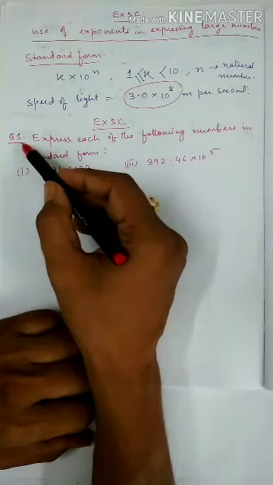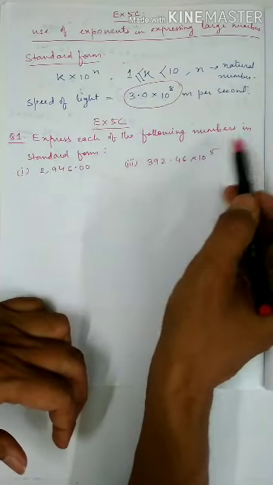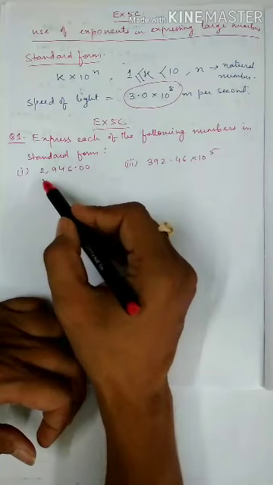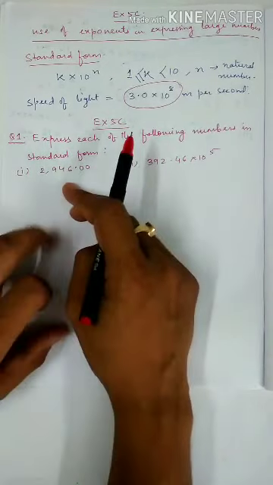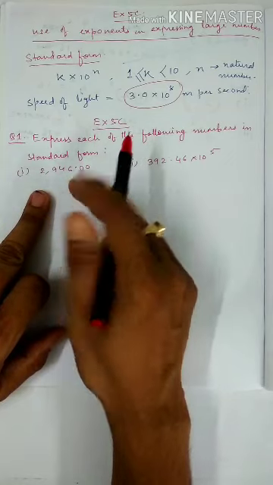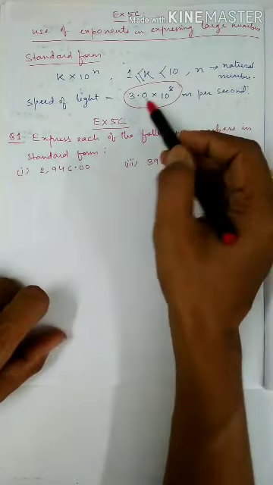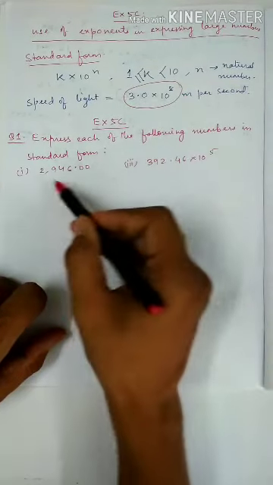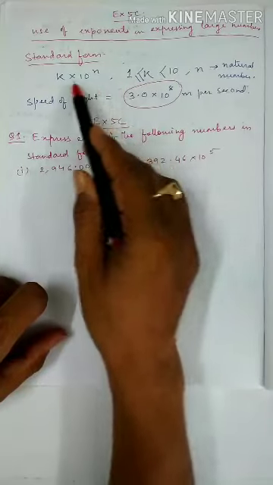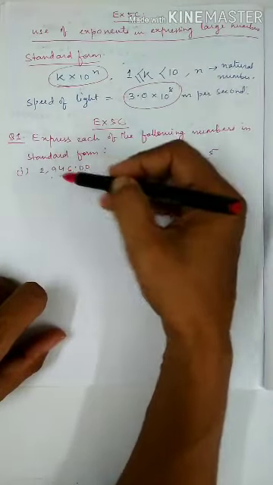In question number 1 it is saying, express each of the following numbers in standard form. Part 1 is 2946. Now we have to convert this into standard form. Let us see whether it is in standard form or not. The standard form should be in exponent form, but here we have not written it in this form. That means it is not a standard form.